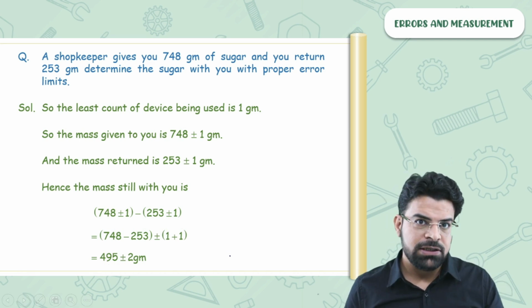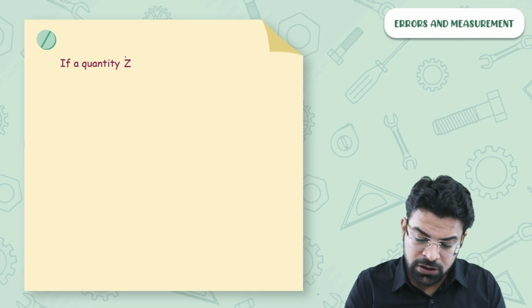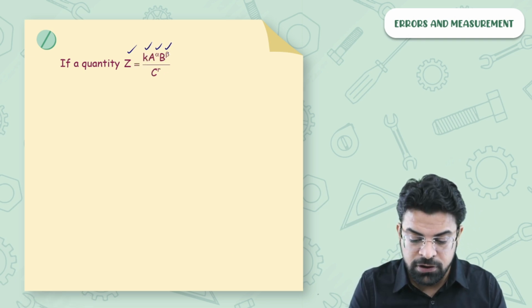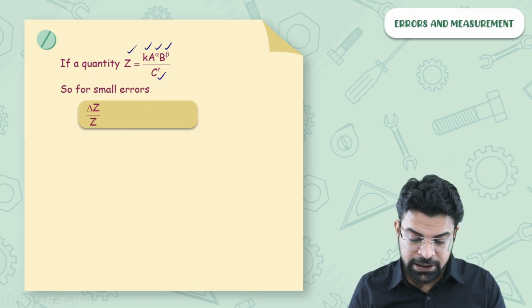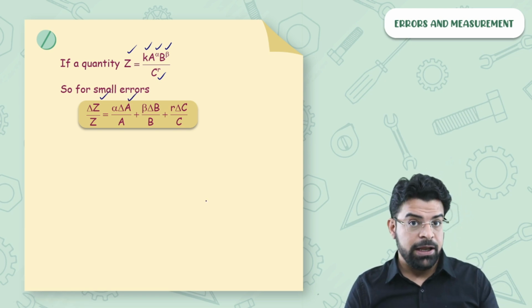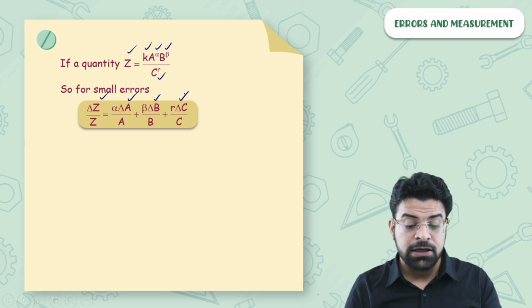So we have seen error in addition and subtraction. Now we will talk about errors in multiplication and division. So let's say we have a quantity z such that z equals k a raised to the power of alpha, b raised to the power of beta, upon c raised to the power of gamma. For small errors, we can say that delta z by z equals alpha delta a by a plus beta delta b by b plus gamma delta c by c.